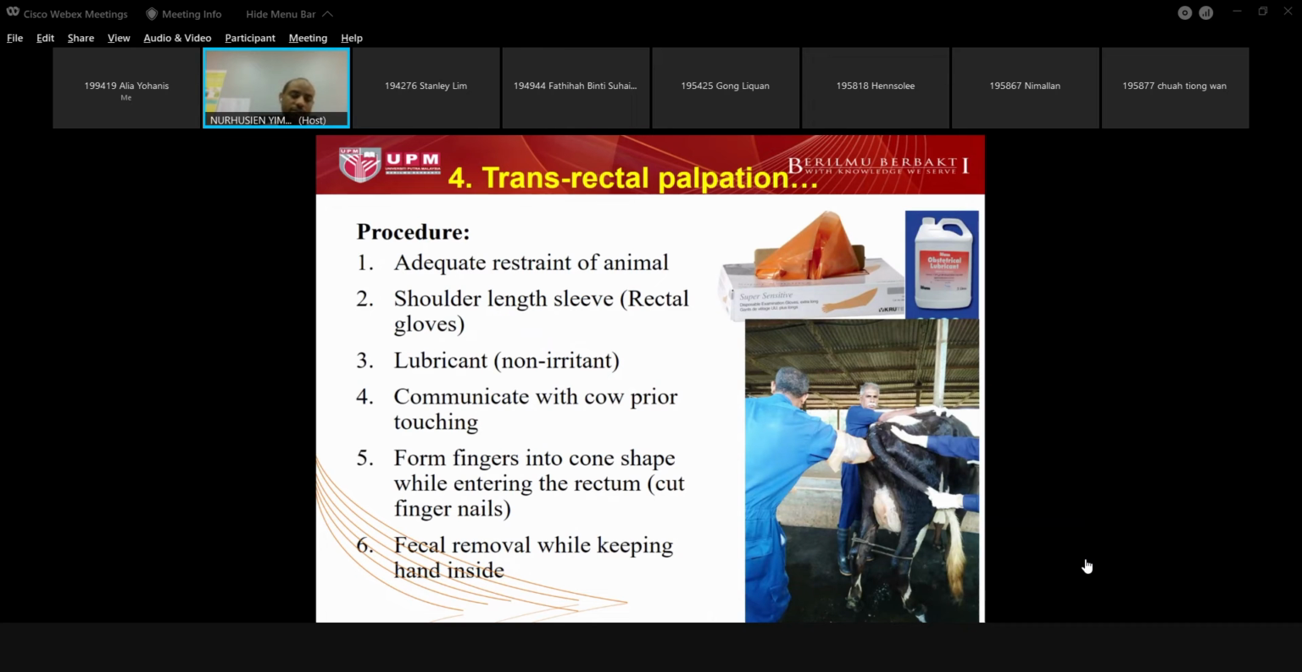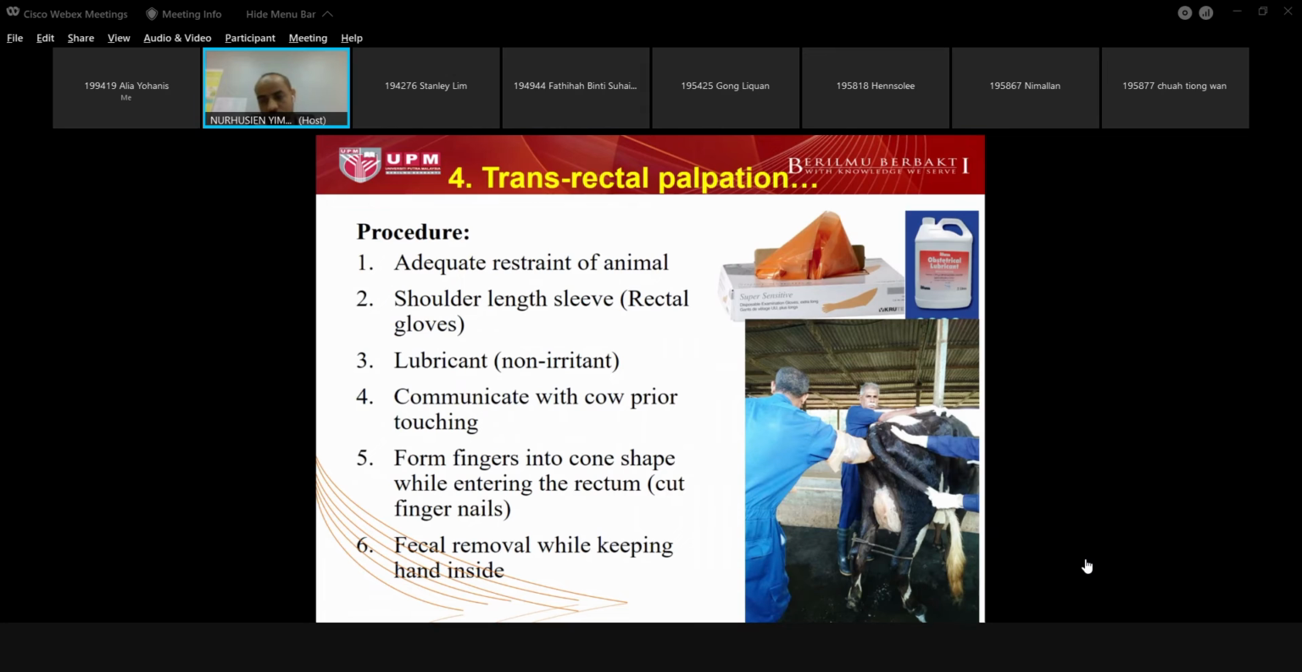So procedure-wise, how we perform the technique. Basically, the first and most important thing is restraining, for the safety of the cow and for the safety of the person who is doing the palpation. The next thing that you will need is, of course, the rectal gloves. So you need to get the proper rectal gloves.